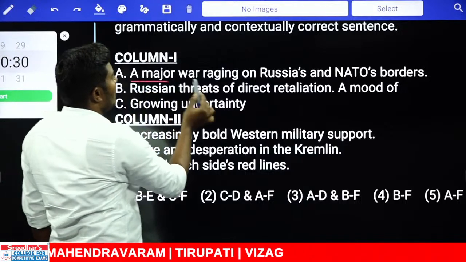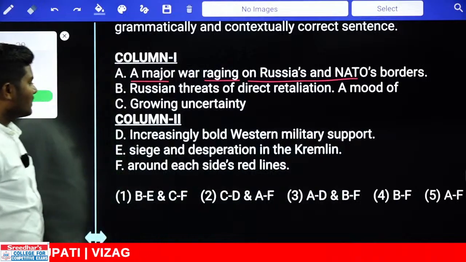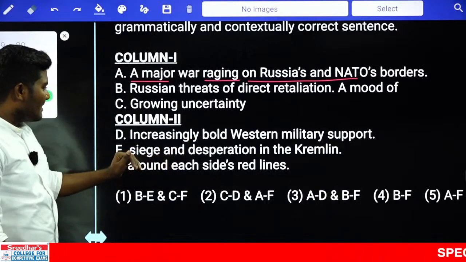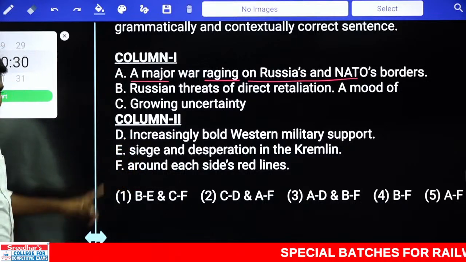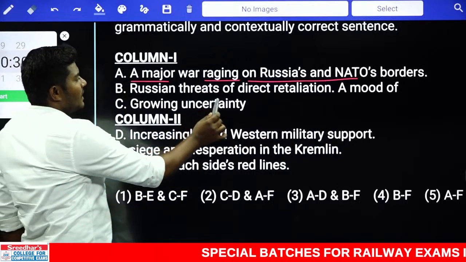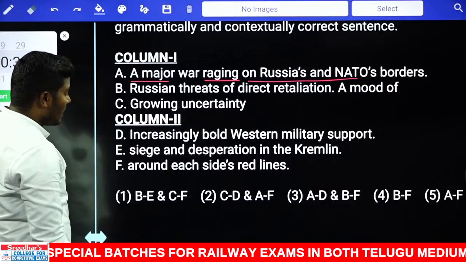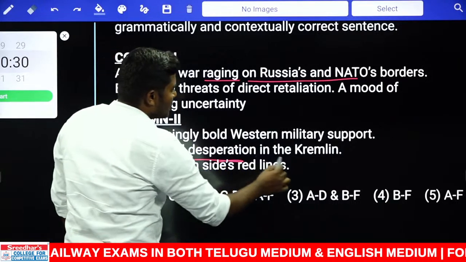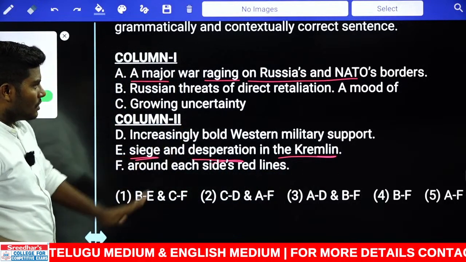A major war raging on Russia's and NATO's borders. Continue చేయండి, ఏమొస్తుంది అక్కడ, increasingly bold, no, siege and desperation around each other, no, doesn't look all right. Let us check for the other one. Russian threats of direct retaliation, a mood of siege and desperation in Kremlin. ఇది పాసిబిలిటీ ఉంది ఇక్కడ, మూడ్ ఆఫ్ సీజ్ అండ్ డెస్పరేషన్ యూజ్ చేయొచ్చు, నో ప్రాబ్లం.